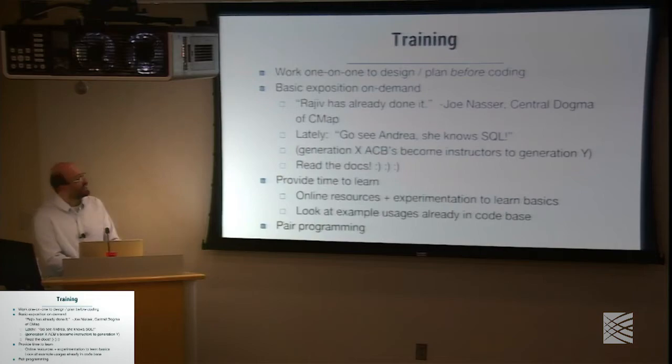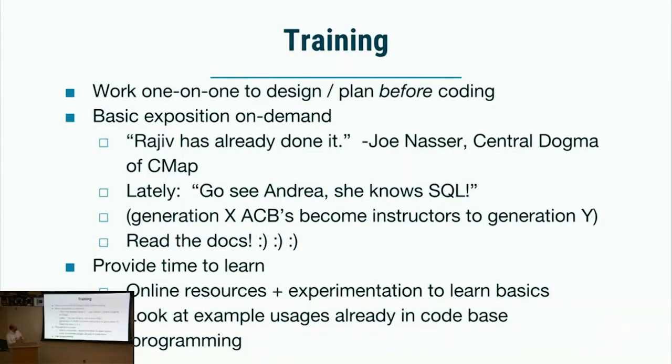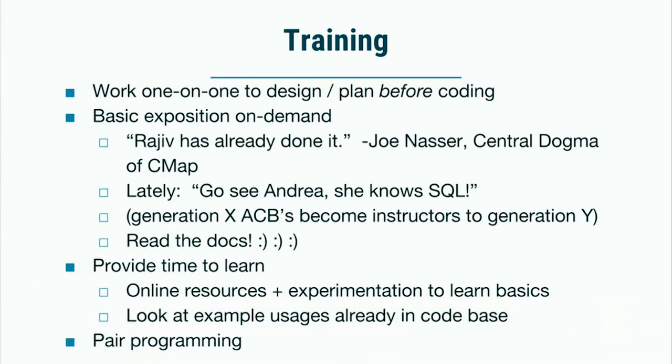And then another one is on-demand explanations or exposition about topic X. And Joe, one of our ACVs, came up with this central dogma of CMap: Rajiv has already done it. If you're getting tangled up in something, odds are Rajiv already solved the problem, and he probably wrote a pretty good function to do it that's pretty easy to use. So it's definitely worth going to talk to other people.